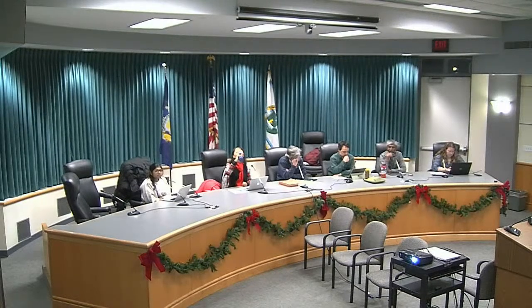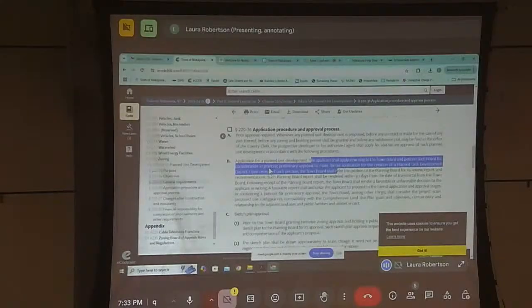Okay, so that's very helpful, and what we have been discussing and summarizing is quite consistent with the town code. Yeah, and they're basically just right here. The applicant shall apply in writing to the town board and petition such board to consider allowing them to make a formal application for the creation of a planned unit development. So that's just this one little paragraph.